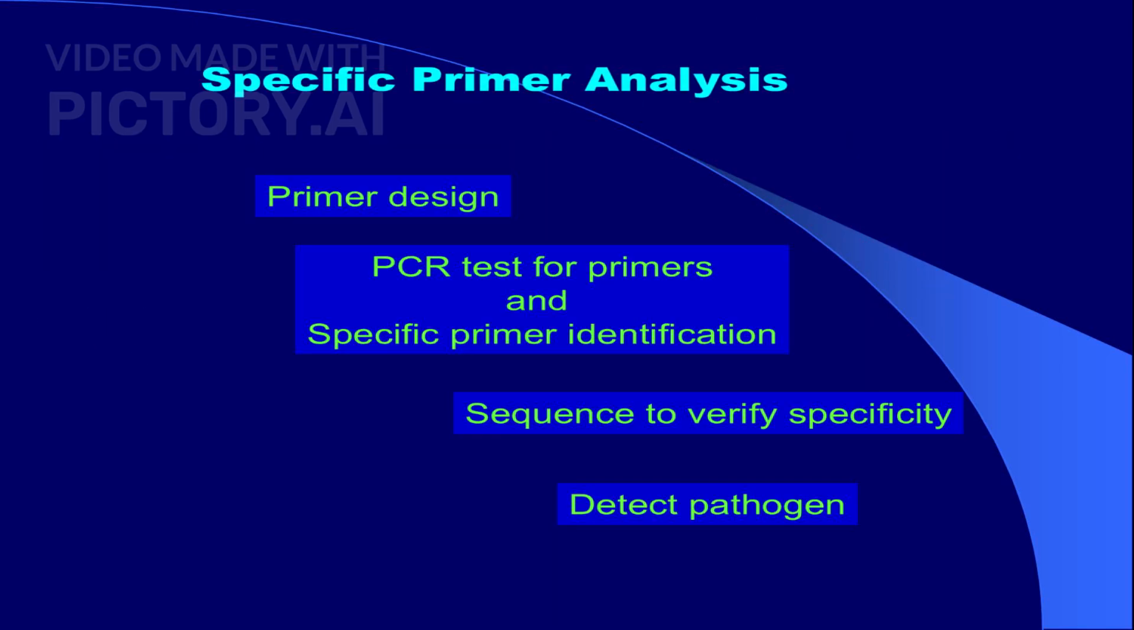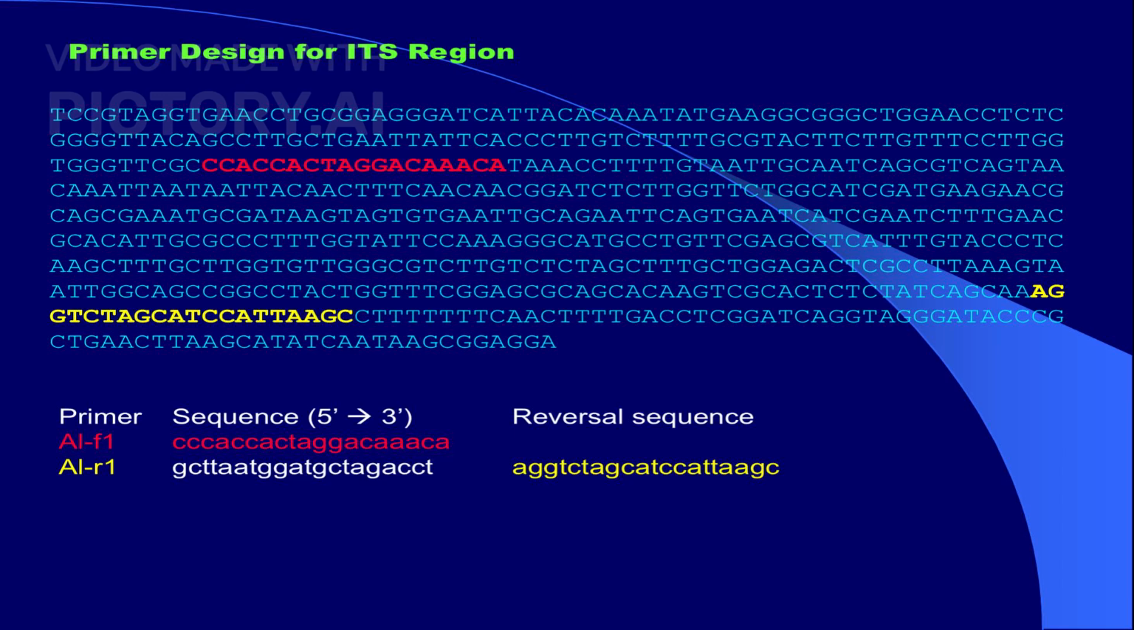Specific primer analysis involves designing primers, testing them, and verifying their specificity. This process is essential for detecting pathogens accurately and ensuring the reliability of our molecular diagnostics. Primer design for the ITS region is a critical step in molecular analysis. We have developed specific sequences and reversal sequences to target the ITS region effectively, ensuring precise amplification and detection.